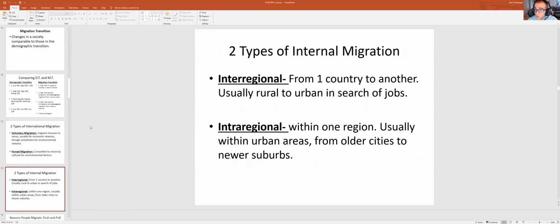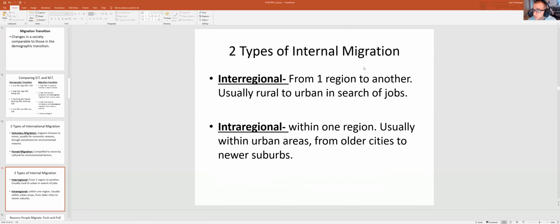Then within a country, there are 2 types of internal migration, and that's exactly why it's called internal, within a country. So there's interregional, so I'm sorry, there's a typo here. Let me change it for you right now. From one region to another.